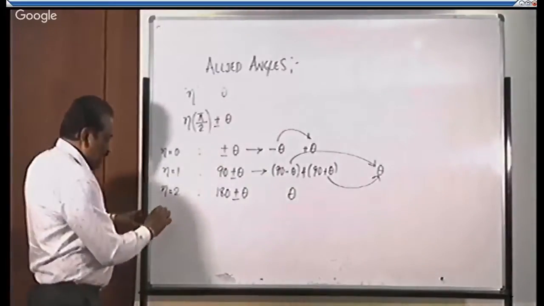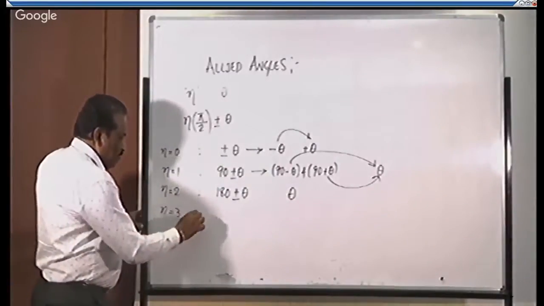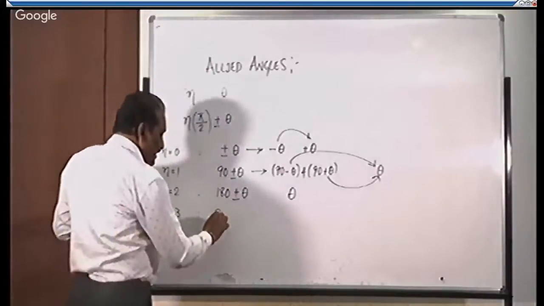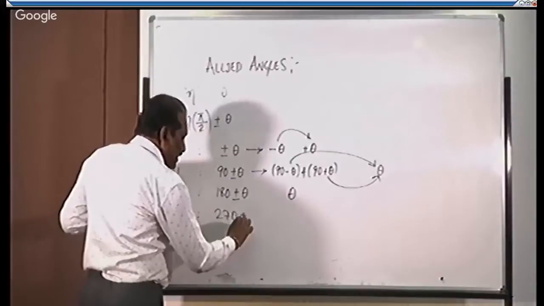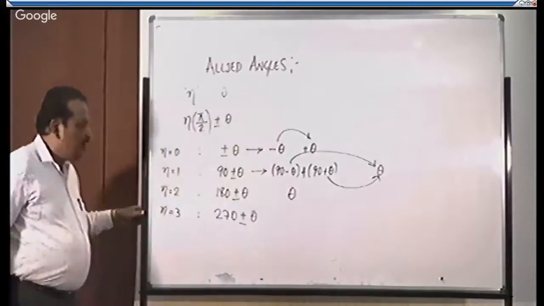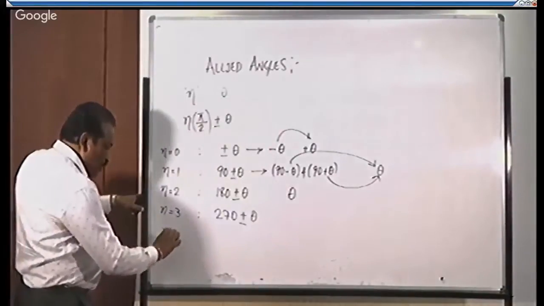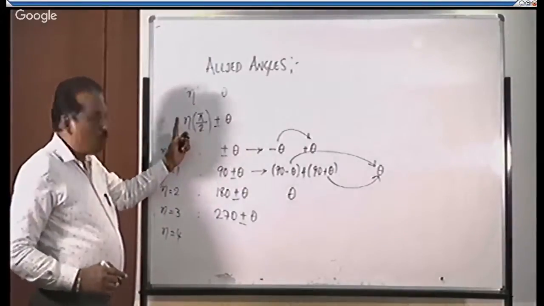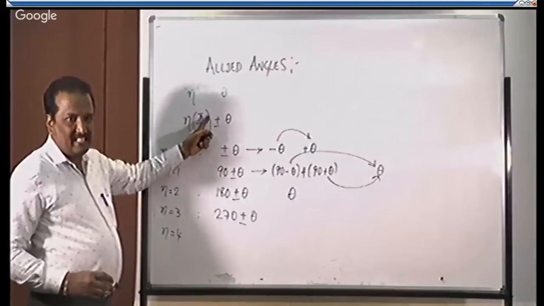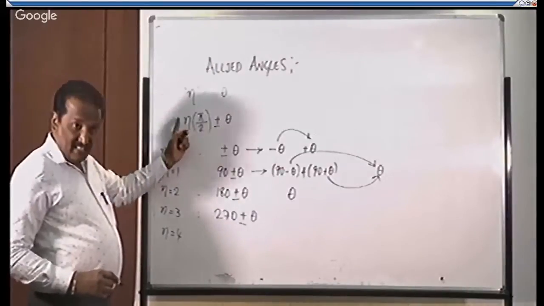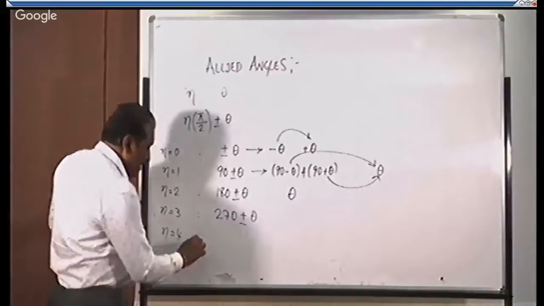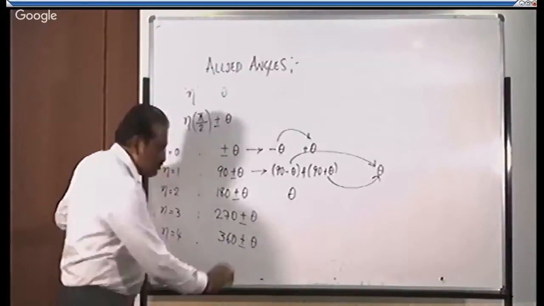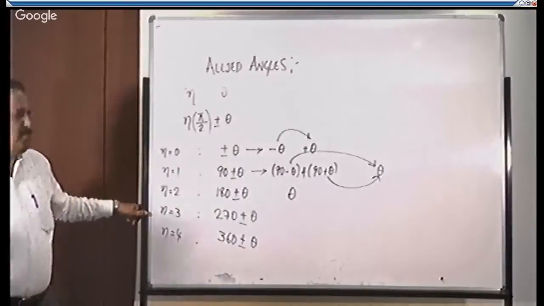Similarly, if n is equal to 3, we will get 3 into 90, which is 270, so 270 plus or minus theta. And if n is equal to 4, 2 into pi is 2 into 180, which is 360. So 360 plus or minus theta. If you take n is equal to 5, the same angles will be repeated with a higher magnitude.